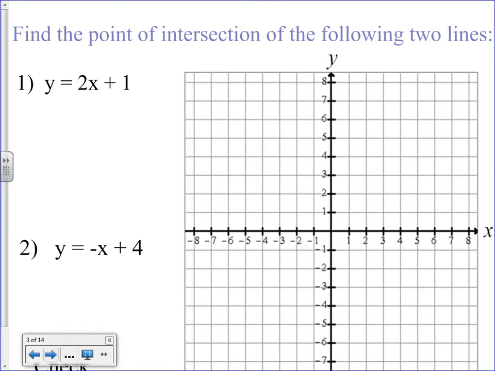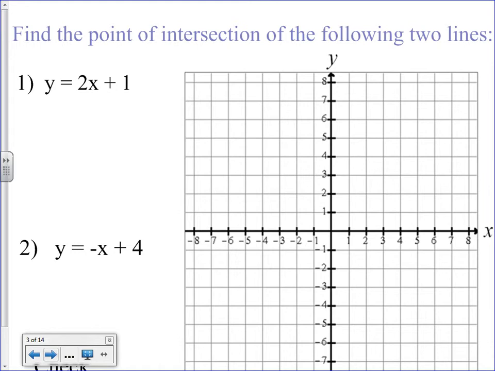So find the point of intersection of the following 2 lines. So I have 2 lines. Now this is a very easy question because it's already in y equals mx plus b. Now, I'm going to go for the more efficient way. We're going to use the quicker way.